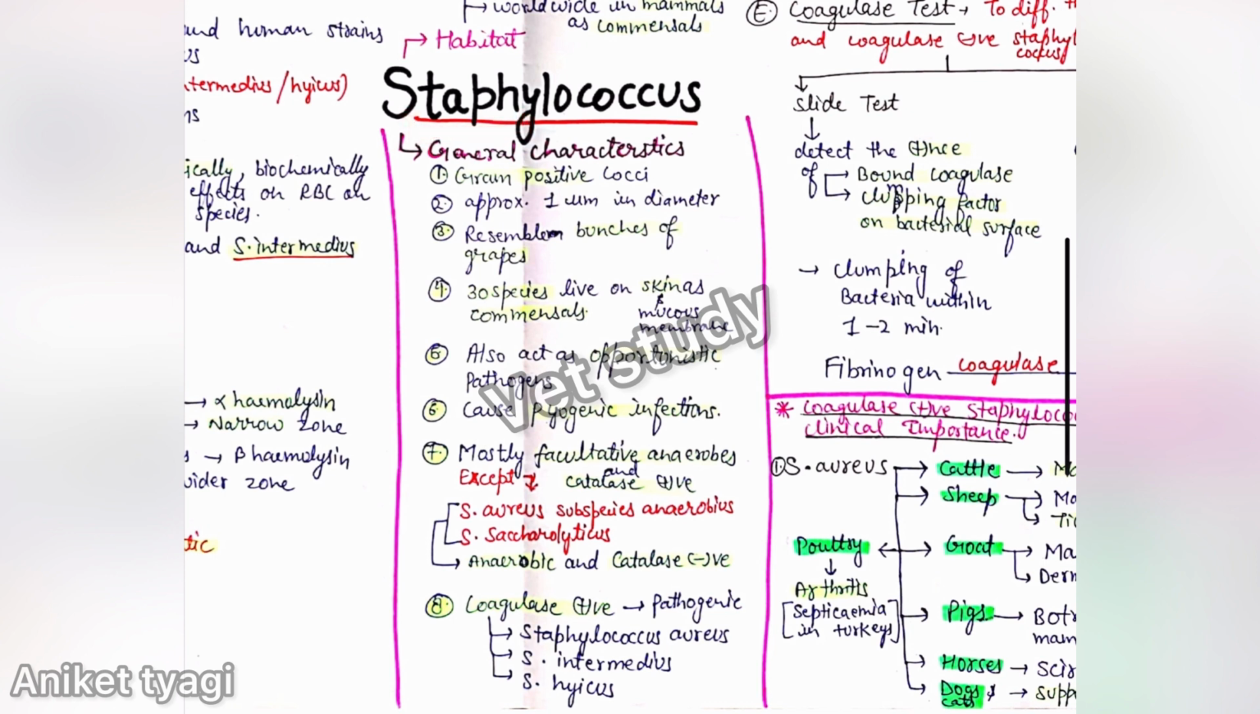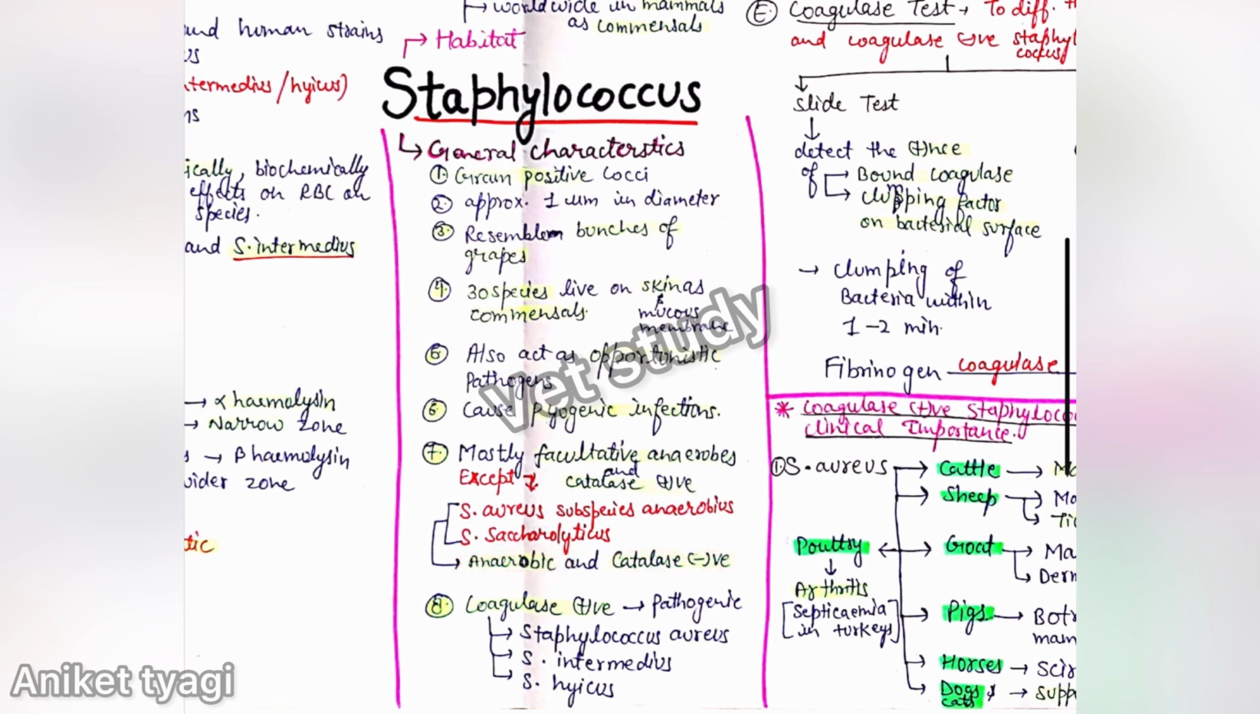Okay, after this we have the fourth point: there are only 30 species and they live as commensals on the skin as well as the mucous membrane. They also act as opportunistic pathogens and cause pyogenic infections. They are mostly facultative anaerobes and catalase positive. This is the general consideration, but we have some exceptions like Staphylococcus aureus subspecies anaerobius and Staphylococcus saccharolyticus. These two species or subspecies, you can say, are anaerobic and catalase negative.